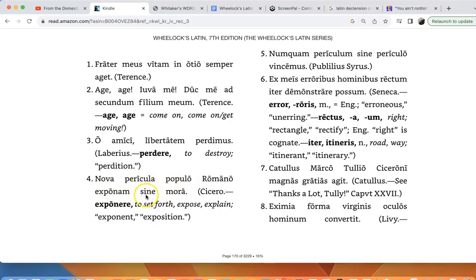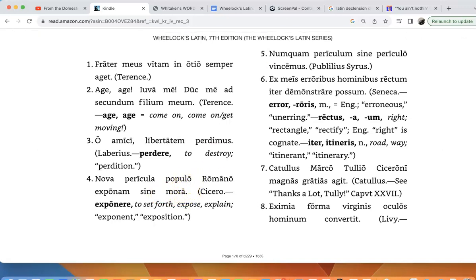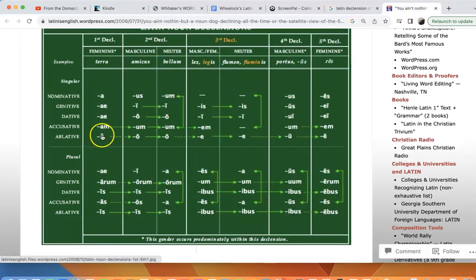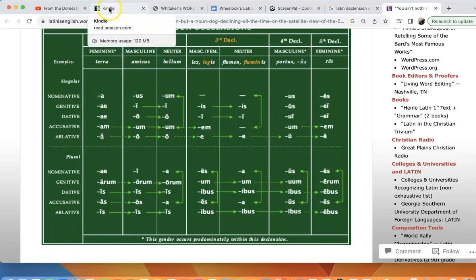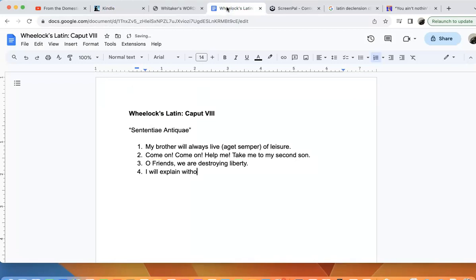Now here's where it gets a little bit trickier. Sine mora means without delay. Sine is a preposition meaning without. Again, if we're not sure, we'll just look it up. But it's always followed by the ablative. So first declension ablative singular is a with the macron. That's where we get words like moratorium. I think we've had this word before. So I will explain without delay. And you'll see you could move around some of the elements in this sentence, but probably beginning with exponam makes the most sense.